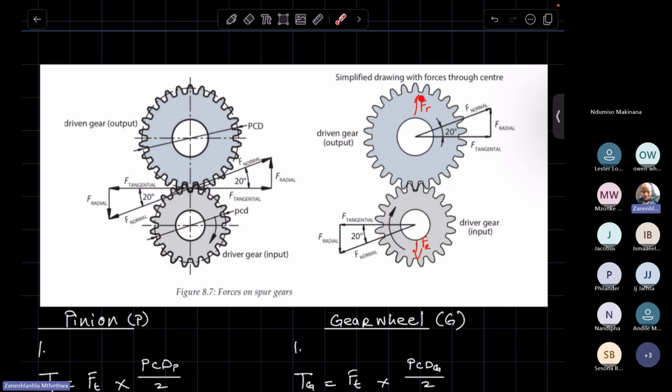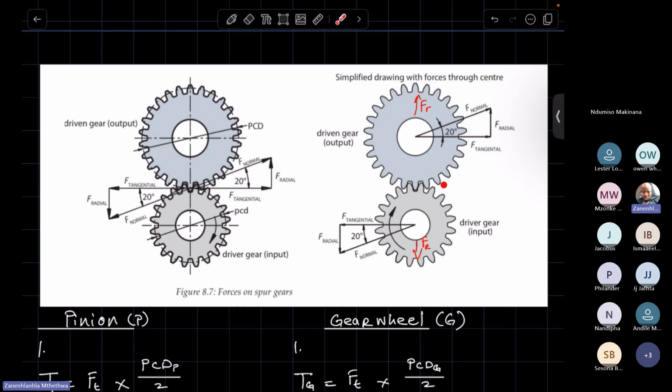But because the radial force for each of the gears is the same, essentially this remains in dynamic equilibrium. Meaning that as much as this is trying to take this gear in that direction, and this is trying to take this gear in that direction, essentially the forces end up pulling each other together. Hence, we have what we call dynamic equilibrium.